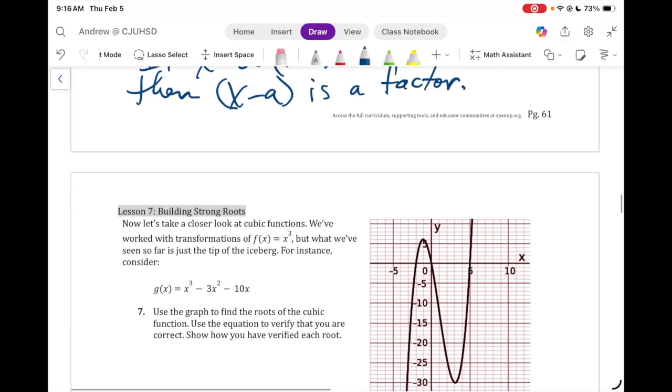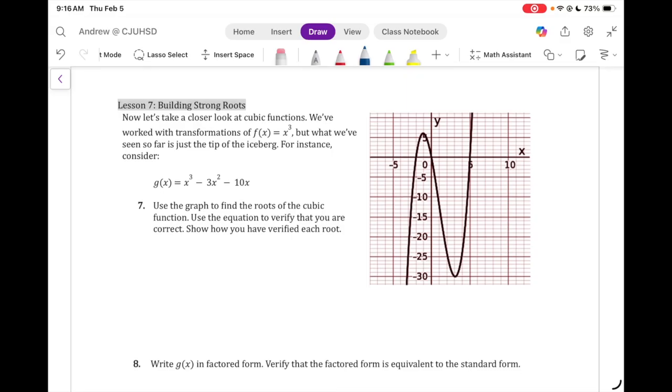Next page. Now let's look closer at a cubic. We've worked with transformations, but this is not transformed. Okay, if we look closely at the roots, it says use the graph to find the roots. Here's one at about negative, what would you say, 3? Or negative 2? Yeah, negative 2. Here's one at 0. And here's one at 5. Use the equation to verify that you're correct. Show how you verified each root.